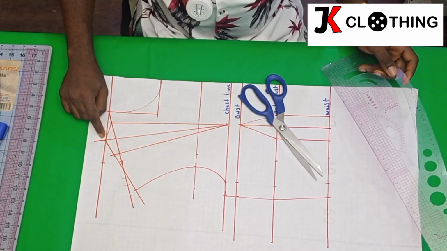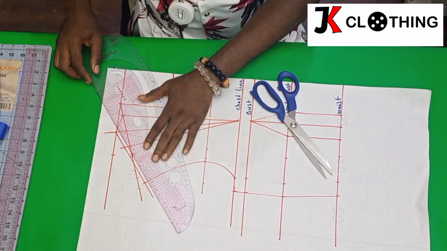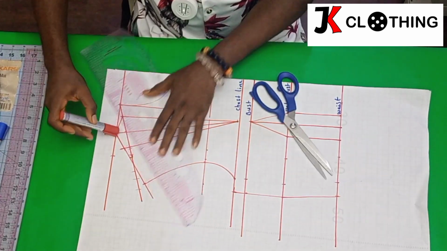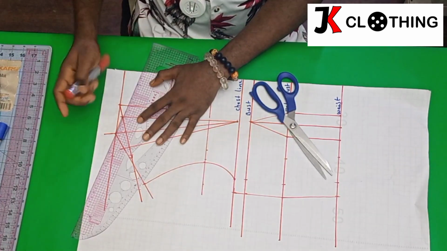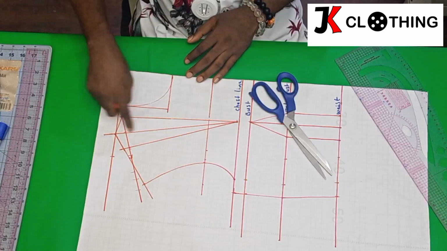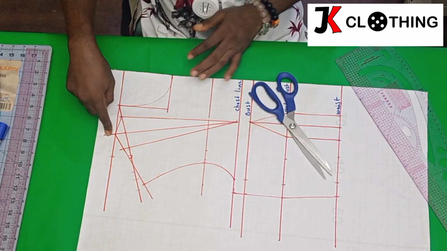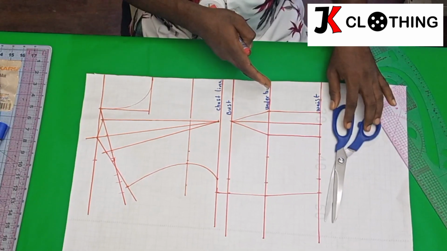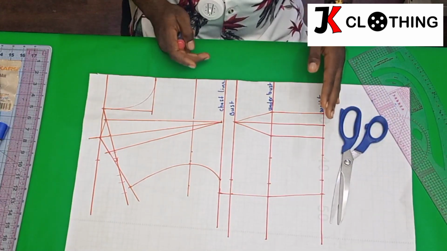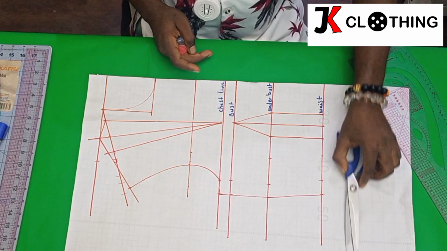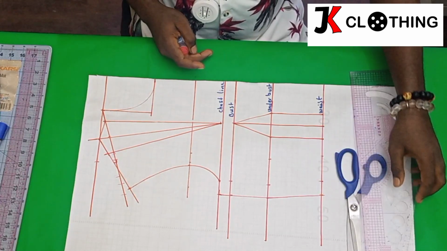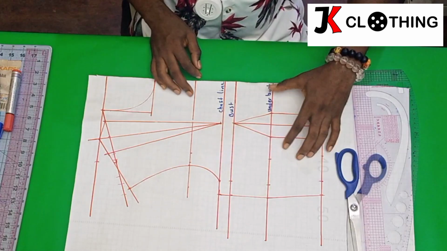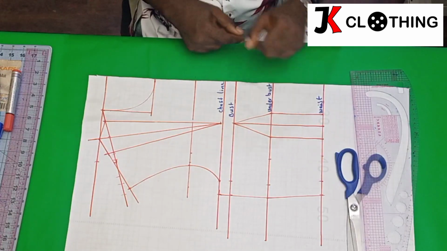So after this line, we would join a line to this point. We will draw a line from here all the way to meet the midpoint of the dart. Okay, so this is the chest line, this is the bust line, this is the underbust line, and then this is the waist line. There's another thing that I would want us to avert our minds to when it comes to the shaping and this type of dart.